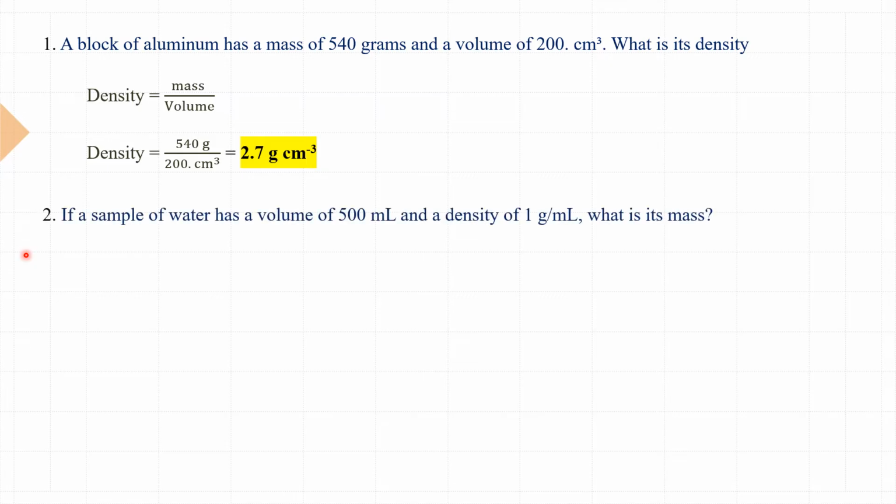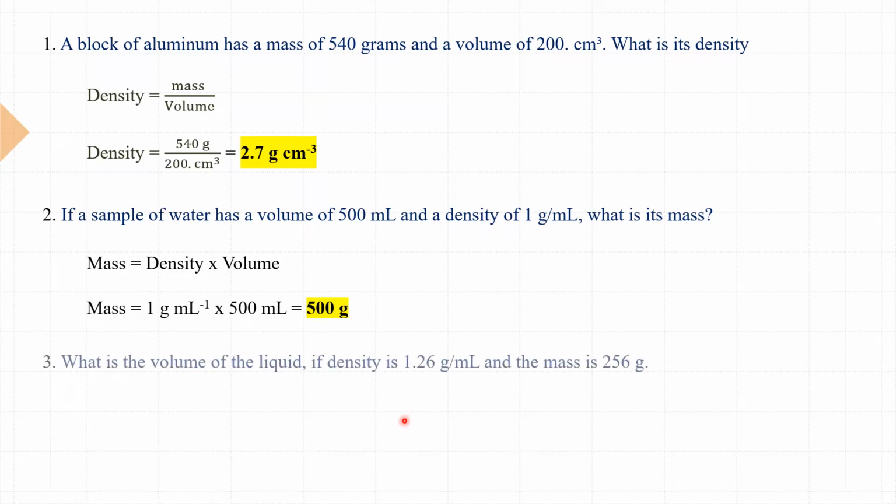Second question. If a sample of water has a volume of 500 milliliters and a density of 1 gram per milliliter, what is its mass? Let's use the rearranged equation to calculate the mass. Mass is equal to density times volume. Density is 1 gram per milliliter times volume of 500 milliliters. Then the mass is 500 grams.